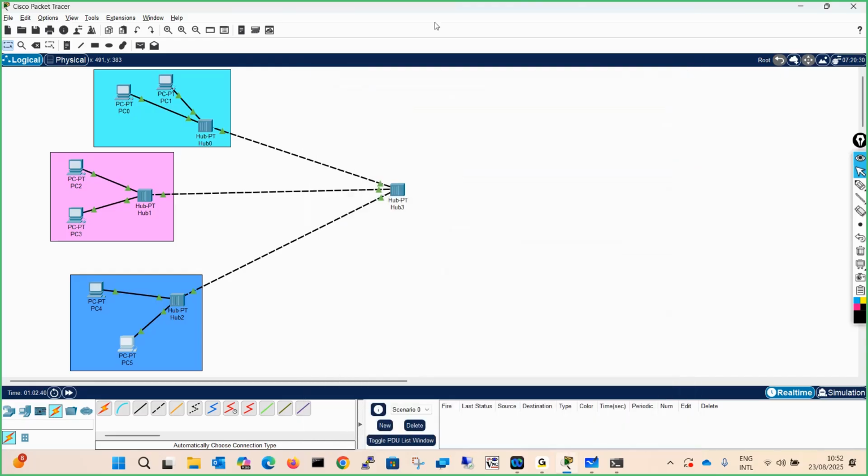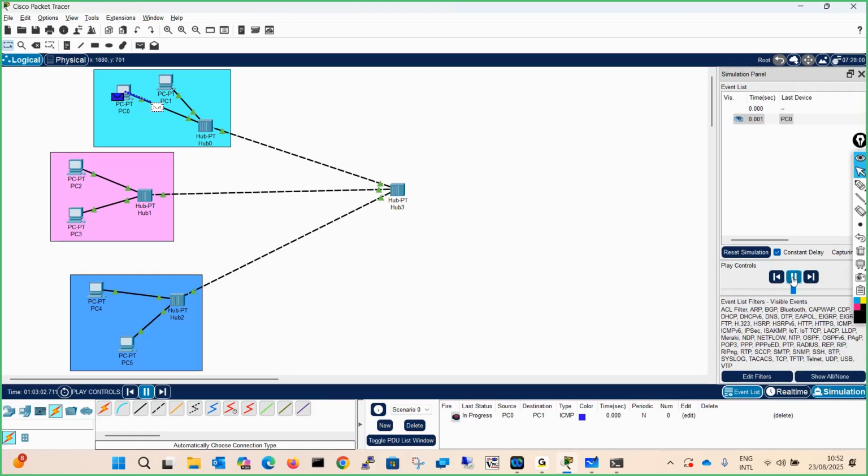Now just do one thing. Take a simple PDU from here, and give it over here from PC0 to PC1 and start your simulation from here and play. See, PC0 is trying to communicate to PC1, everything is going fine. Now, at the same time, again one more PDU, and give it from PC1 to PC2.